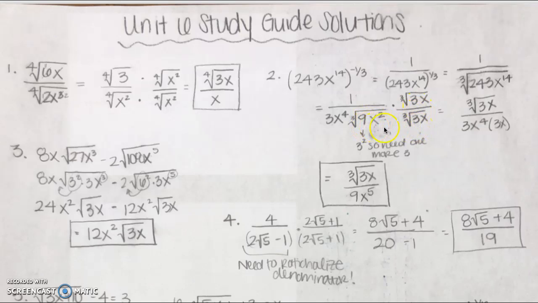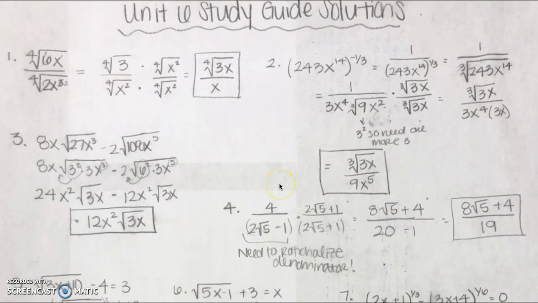So when you multiply that, then now you have 3 3's and 3 x's. So it just becomes 3x. Okay? And then you just multiply 3x to the fourth times 3x, and you get 9x to the fifth. And that's your final answer.